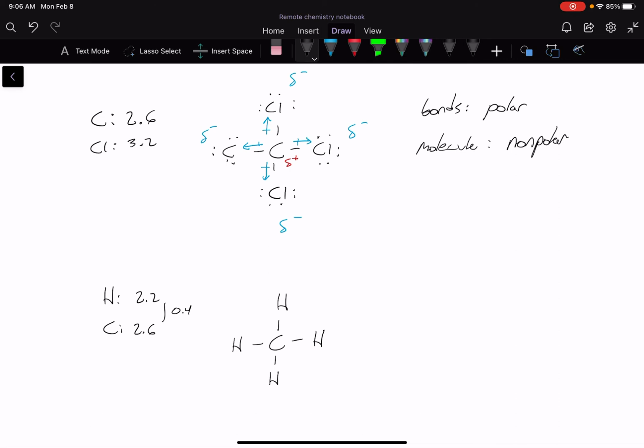And so there are no partial charges here. And because there are no partial charges, we're going to say our bonds are nonpolar or symmetrical. And then the molecule itself is also nonpolar and also symmetrical.